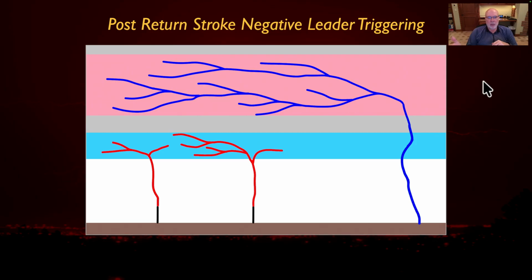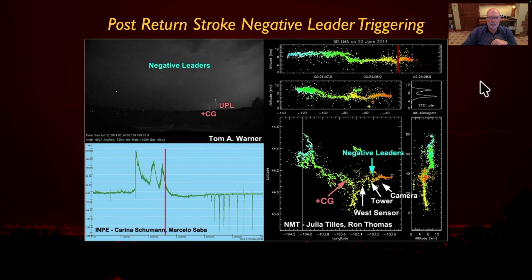So in the first case we saw it was just negative leaders. The second case it was the return stroke. And in the third case there is a return stroke, but it's the negative leader growth and extension following the return stroke that triggers the upward positive leaders.